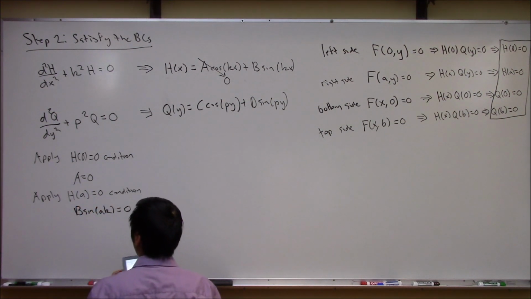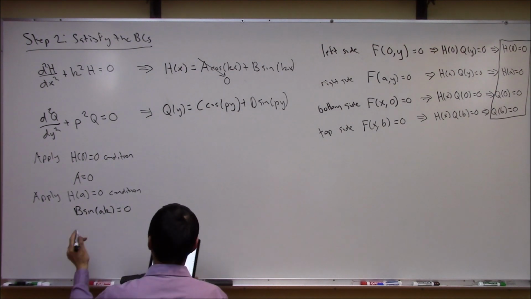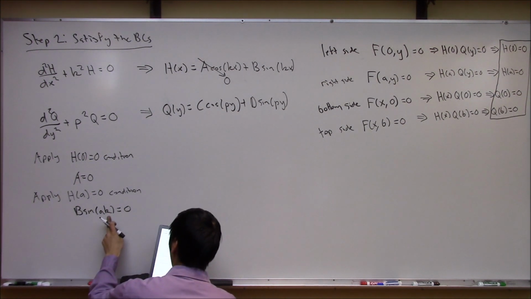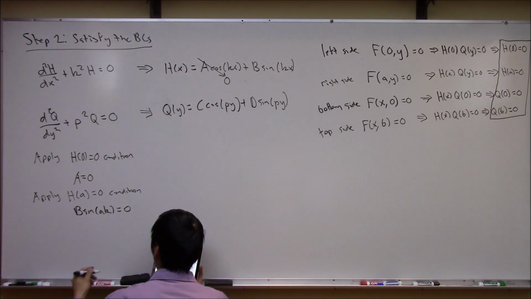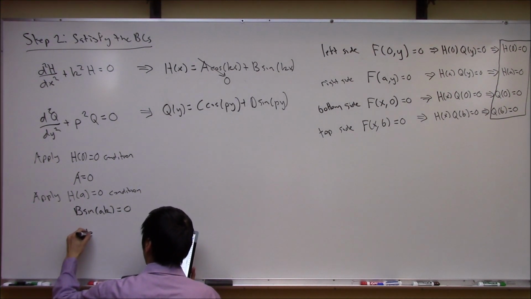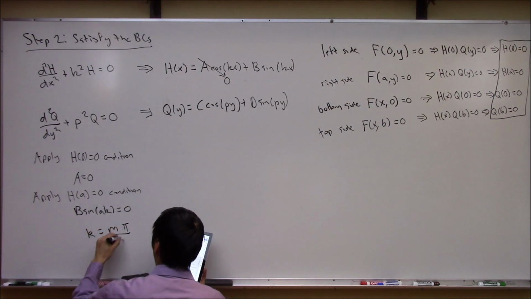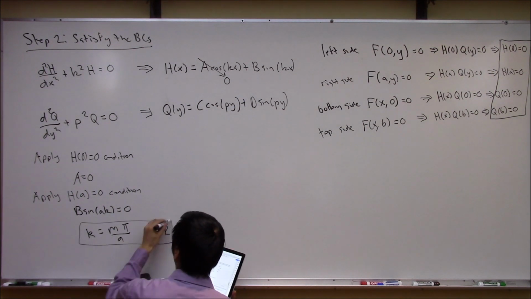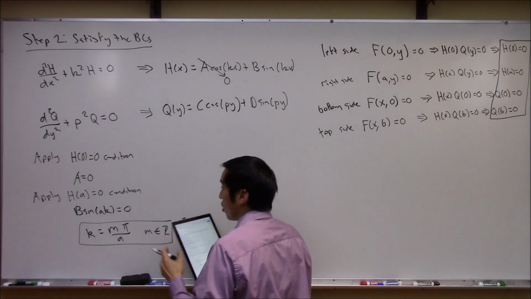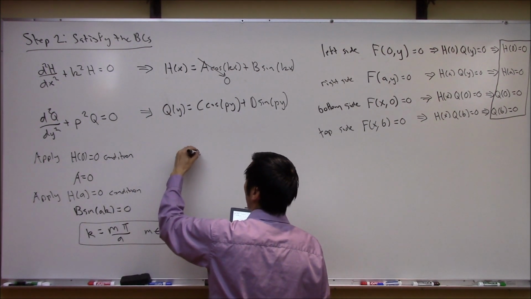To avoid a trivial solution, we don't want b to be 0, we want this term to be 0. So that places a restriction on k: the product ak has to be some multiple of pi. Or the other way to say that is k has got to equal m pi over a, for m in the integers. That's one of our restrictions. You do the exact same analysis for the other side, for the top and bottom.